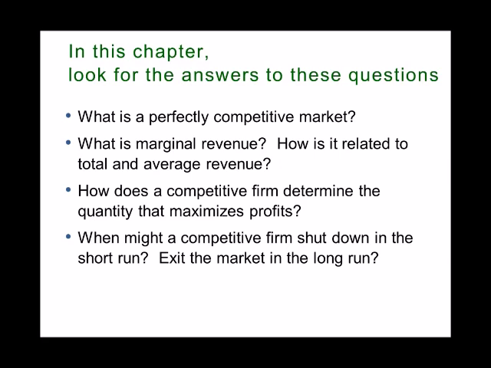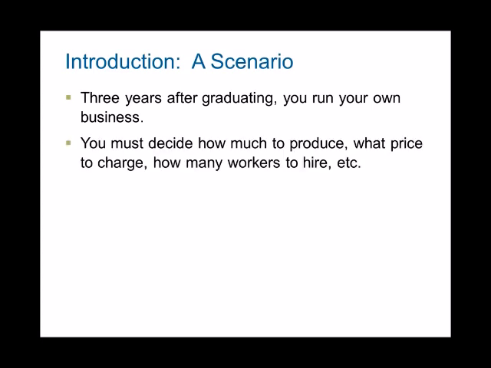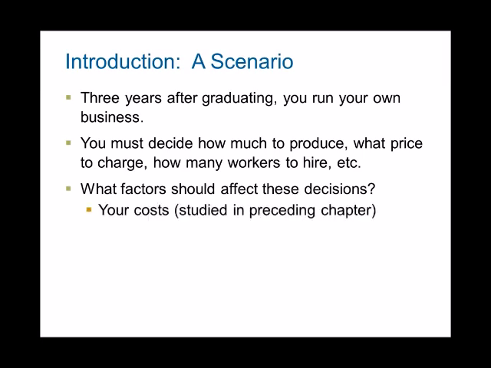So let's look at a scenario. Suppose 3 years after graduating, you run your own business and you have to decide how much to produce, what price to charge, and how many workers you want to hire. Now, when you're making this decision, what factors should affect these decisions? Well, one thing is your cost, which we just studied in the preceding chapters. So your fixed costs, your variable costs, your marginal costs, all those costs.